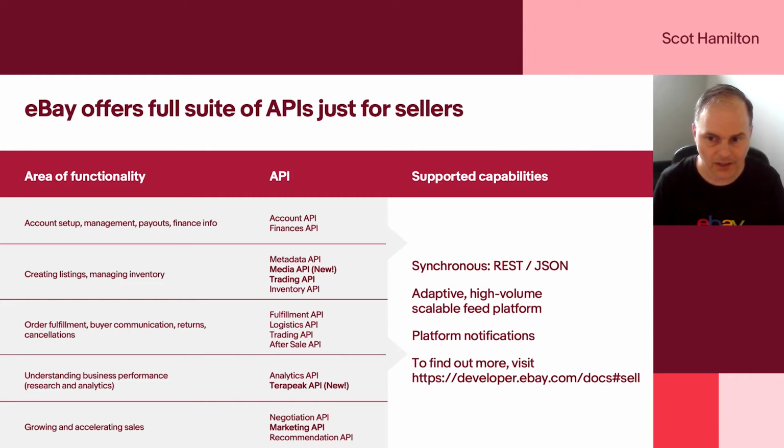But before I get into that, just a reminder about the platform and scale itself. All of the new APIs we're rolling out are in what's called REST and JSON format. They're very efficient, lightweight, easy for sellers and third parties to adopt. We offer a high volume, massively parallel processing feed platform to where people can do bulk operations at tremendous scale. We offer real-time platform notifications, and everything you could want about every API I'm going to talk about today and more is available on eBay's main developer website, developer.ebay.com.